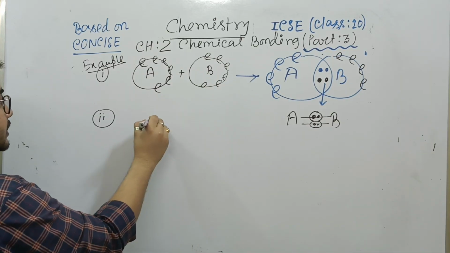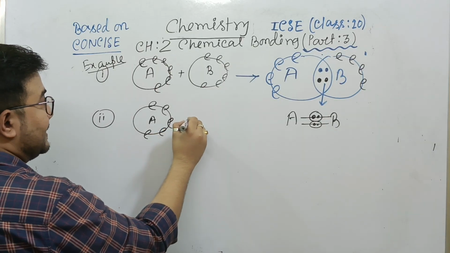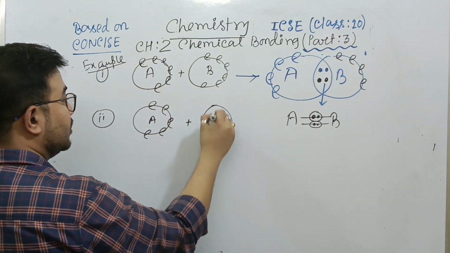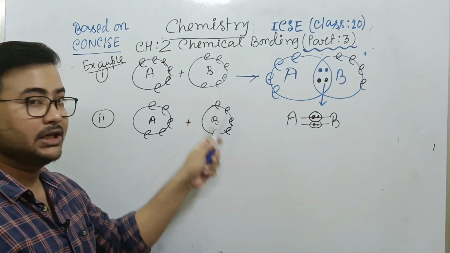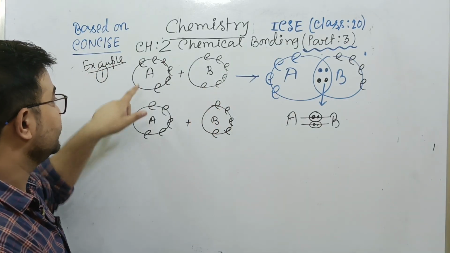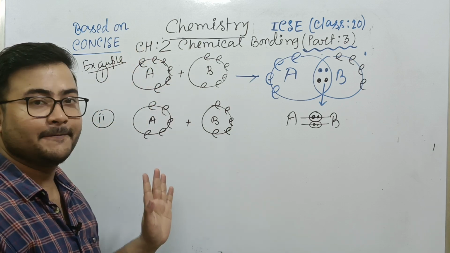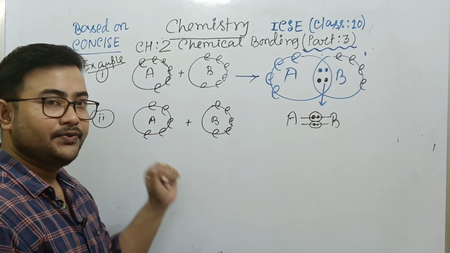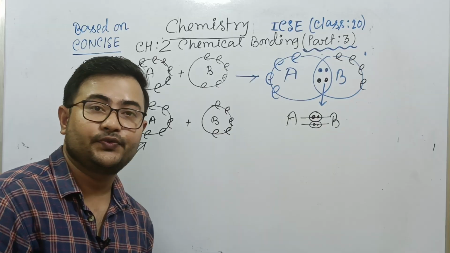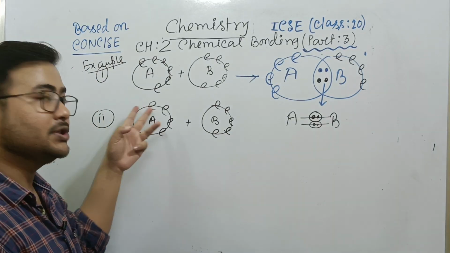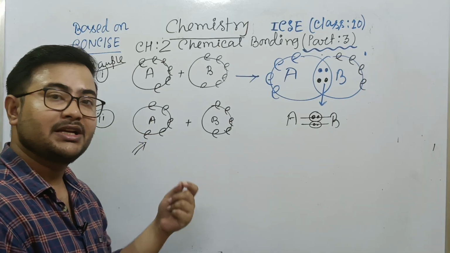Second example. Suppose 1, 2, 3, 4, 5. Here 1, 2, 3, 4, 5. Okay, this is not the first shell, this is the last shell. I don't draw the first or second shell. This is the valence shell. So how many electrons are present here? 5. So tell me, they will try to accept how many electrons to fill up the octet? 3, obviously, because 5 electrons are already here. So 5 plus 3, 8.